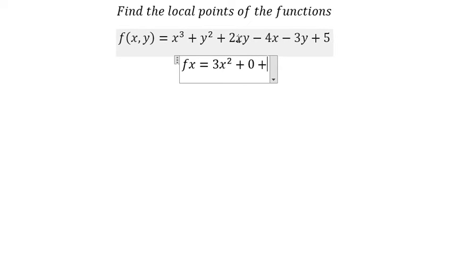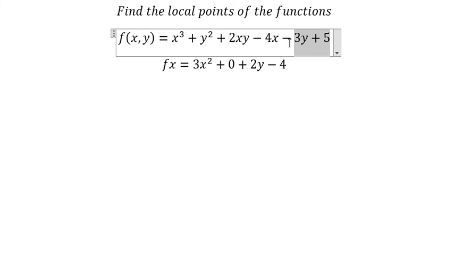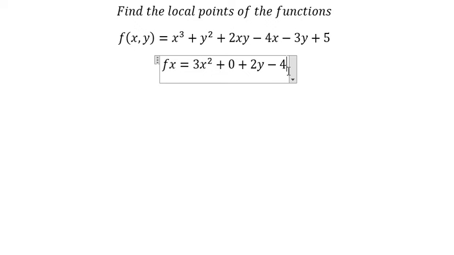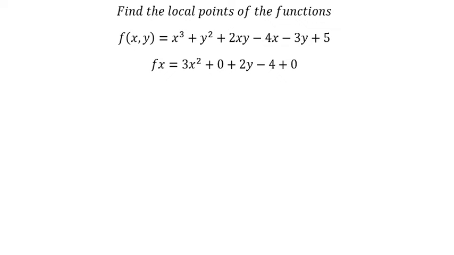The derivative of s, you get 2 with y in here. This one you get negative 4. This is a number, so you will get 0. Now let's do fy. So this one will be the number, and this one will be the variable. So this one you will get 0.